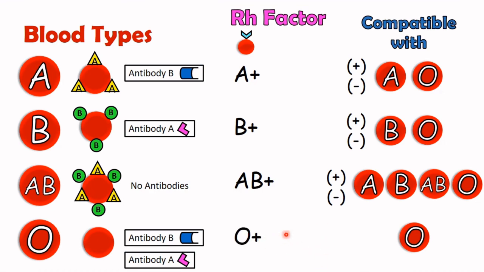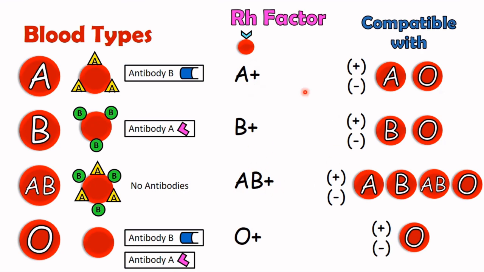O positive is the same as the others: it can receive from both O positive and O negative. O positive can receive from both O positive and O negative. Okay, this is the blood with the RH factor, which has the positive sign.